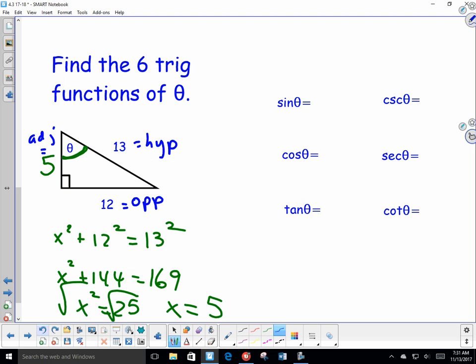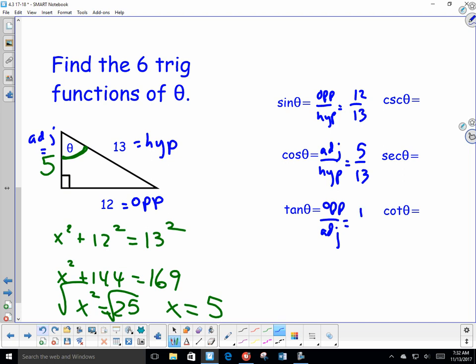All right, so to find the sine, that's opposite over hypotenuse. So that's going to be 12 thirteenths. And the cosine is the adjacent over the hypotenuse. So that's going to be 5 thirteenths. And the tangent is the opposite over adjacent. And so that's going to be 12 fifths.